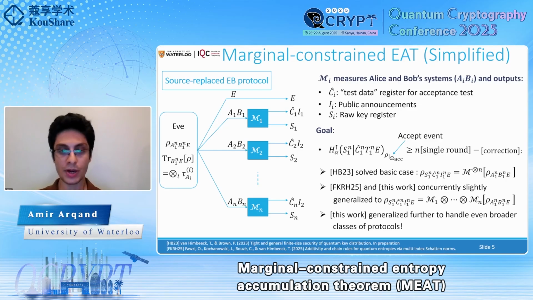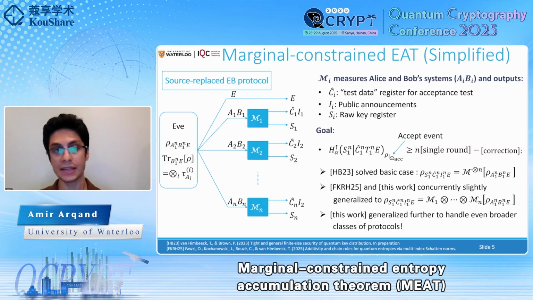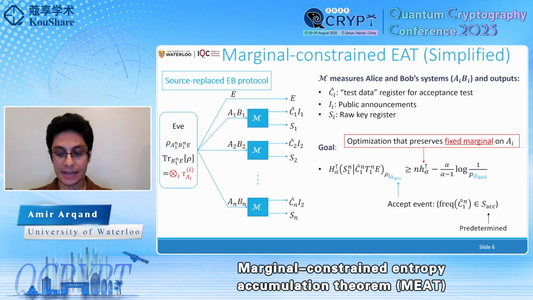But what is the form of the bound that we would get using these MEAT-type statements? For that, let us look at the most basic case where all the channels are the same, in which case the bound we would obtain has the following form.